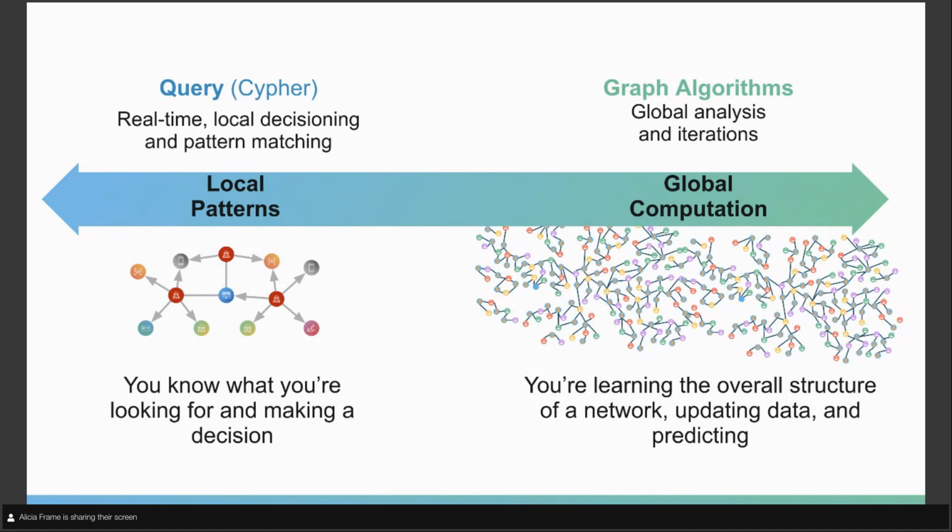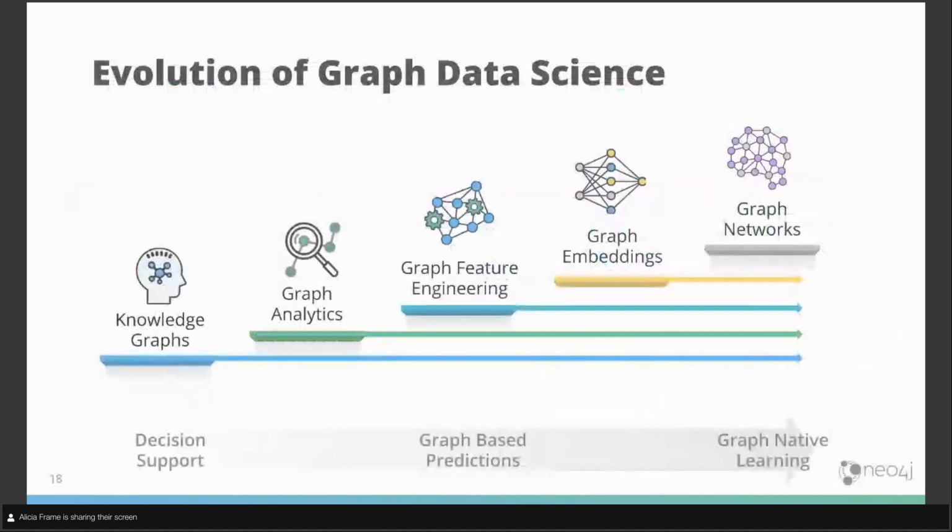At the other end of the spectrum, we talk about global computation, and this is where the graph algorithms come in. And this is global analysis and iteration, where you're learning the overall structure of your network, you're updating your data, and you're making predictions. So instead of saying, I want to find how many accounts look like this, you're saying, well, I have my entire transactional graph. I want to understand how many unique communities or clusters are there in that graph of users who interact more frequently with each other than the rest of the users in the graph. So I'm learning something about the structure. I'm really adding data to my data that I already have.